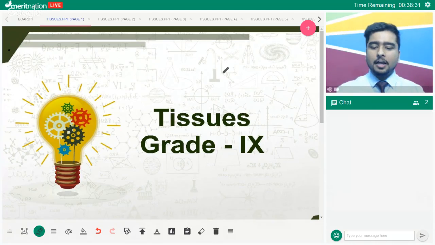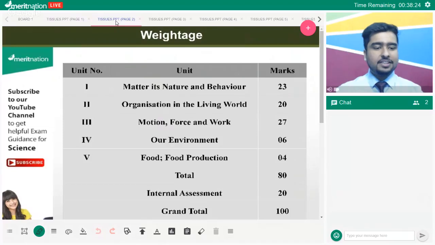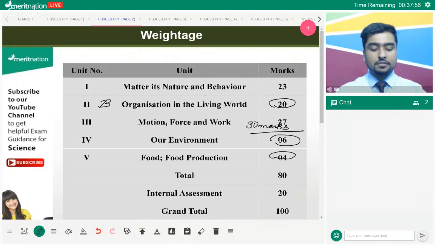Okay. So cool. Let's get into the chapter already, right? So the chapter is tissues, and we have already discussed weightage in the last class. We know that for biology, you have organization in the living world, which comes to 20 marks. I'm just repeating this so that if someone missed it in the last session, they know this. Then we have our environment, and then we have food and food production. So altogether, 30 marks of the syllabus comes from the biology portion. Do remember that biology caters a great part of your exam paper out of 80, so make sure you dedicate ample time for that preparation.